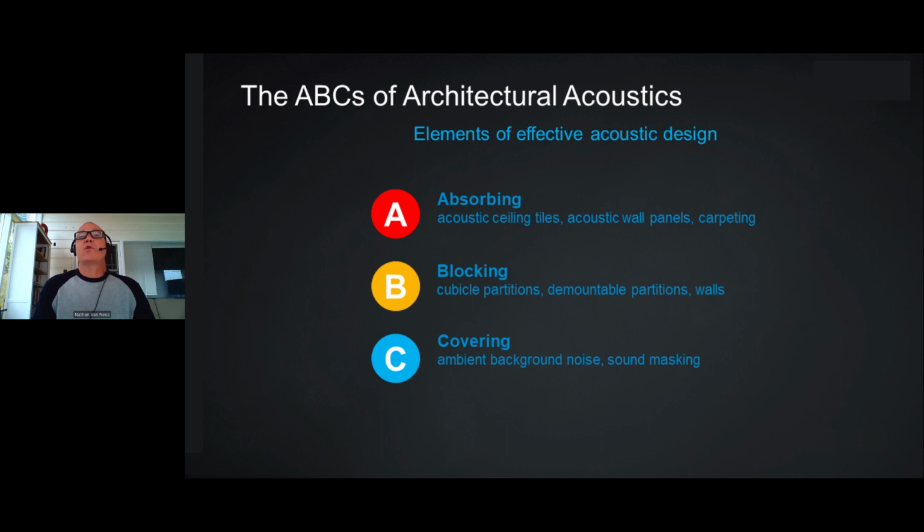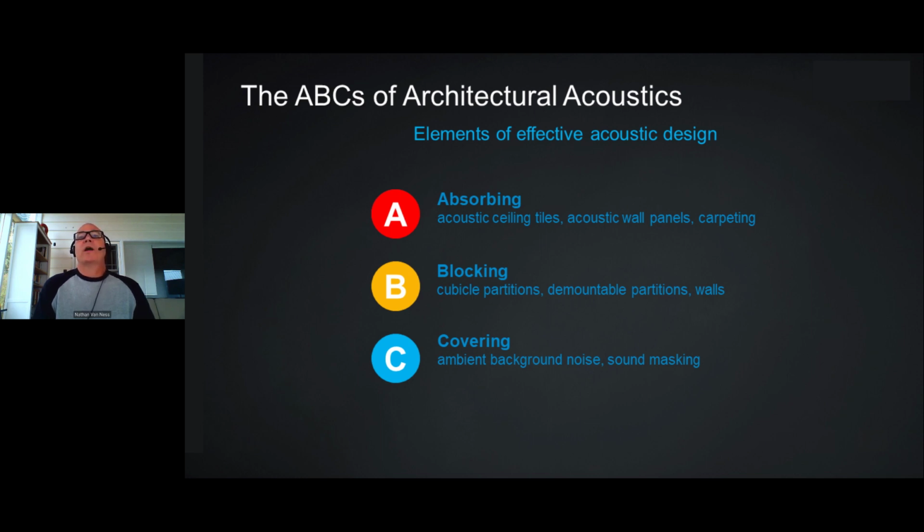And then we have B for blocking. This is the use of solid barriers to block direct sound from one person or space to another. Typical examples are cubicle partitions, walls, windows, doors, or any other material that has an associated mass that can act as a barrier to sound.